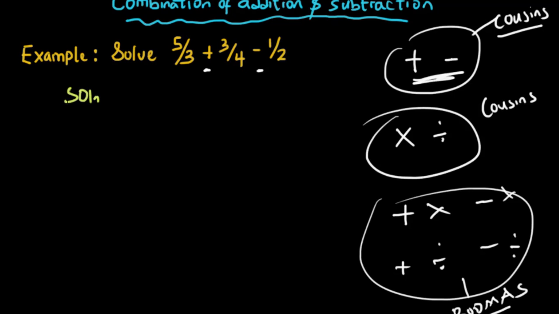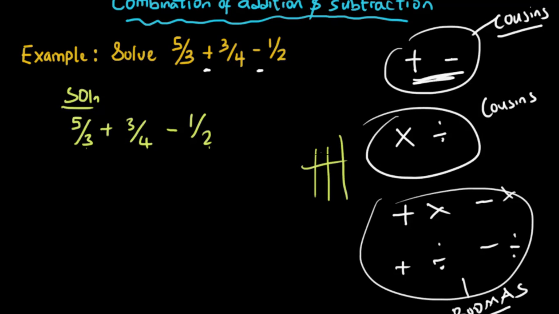So we have 5 over 3 plus 3 over 4 minus 1 over 2. Now what I will just do is to find the LCM of the denominators. So LCM of 3, 4 and 2. 2 cannot go in 3, so I write 3. 2 in 4 is 2. 2 in 2 is 1. 2 cannot go in 3, I write 3. 2 in 2 is 1. Then 3 in 3 is 1, 1, 1.